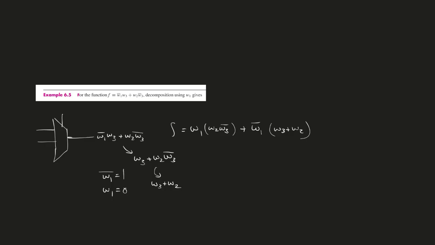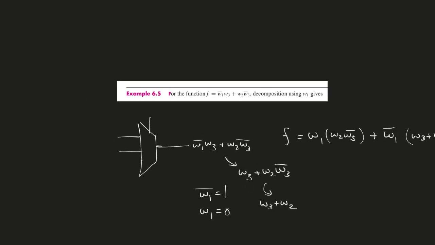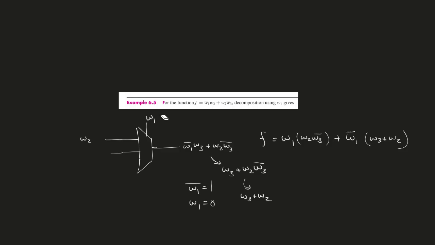So pretty much, hold on, you could put W1 as your selector in here, and then this side of the circuit will be W2 W3 naught, and this side will be, wait, hold on, sorry, this is 0 1. So sorry, this side of the circuit will be the one that's being multiplied by W1 naught. So it'll be W3 plus W2, and this side it'll be W2 W3 naught.